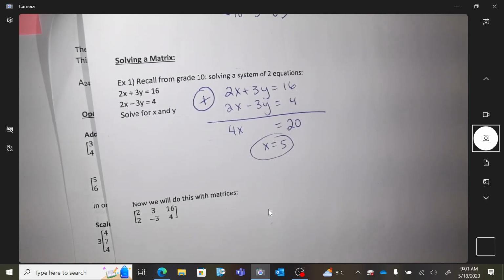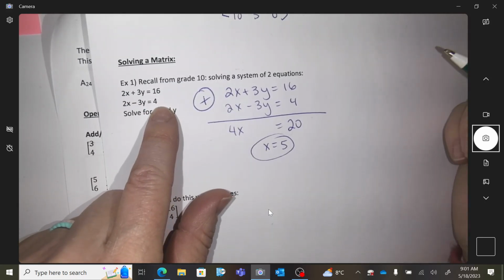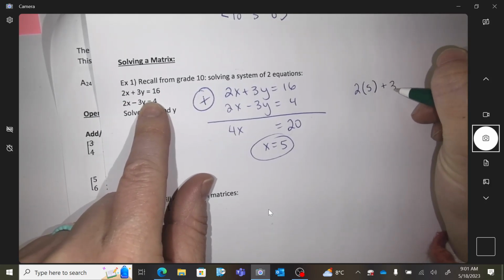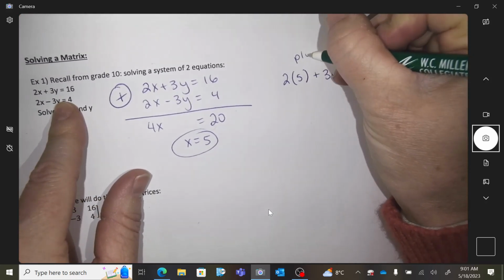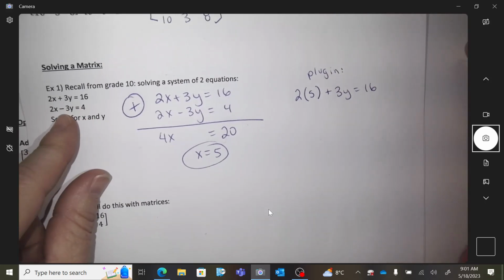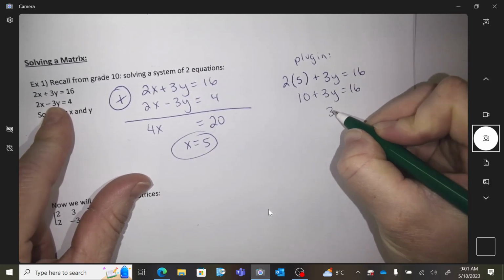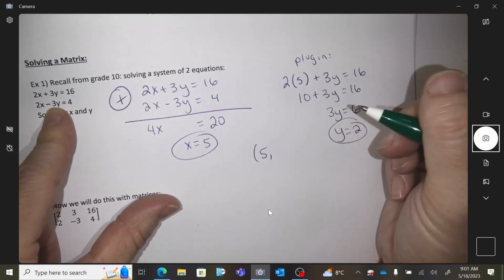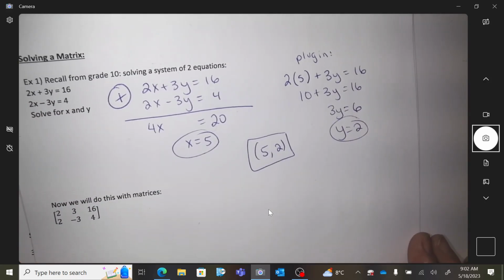Okay, now what did we do after that? We went back and we did a plug-in. So it doesn't matter which equation, you can do this top one or the bottom one. I'm going to pick the top one. So 2 times 5, plug in. So this is 10. Okay, so that is exactly what you did in grade 10.